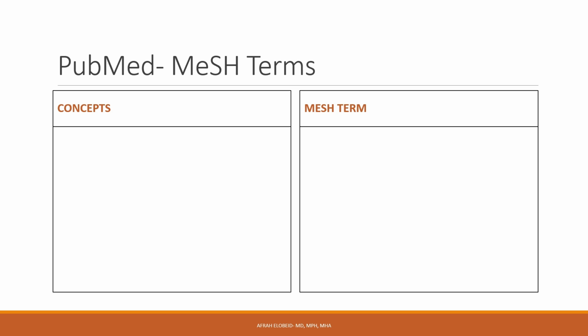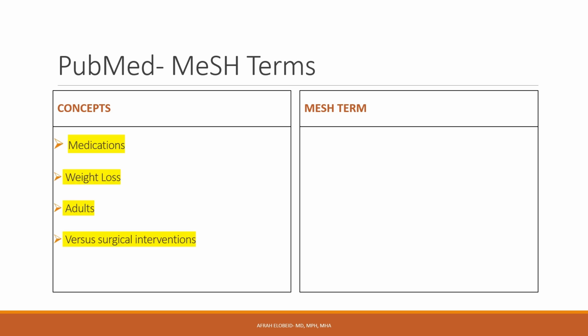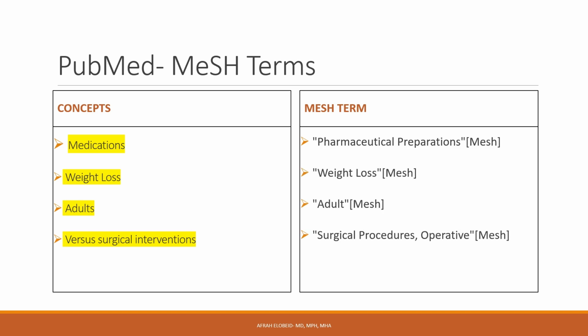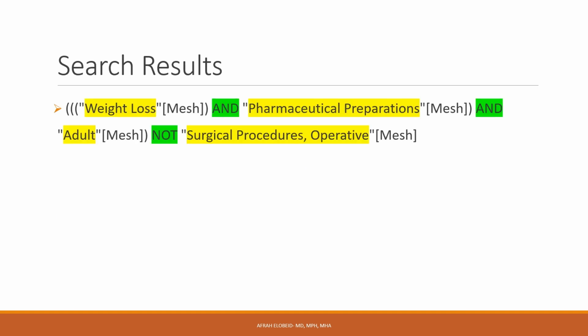All right. So as a conclusion of what we have done, we determined the concepts: the medications, weight loss, adults versus surgical interventions. We found the MeSH terms for each of them, and we transferred all of that to the search box. And the search result for weight loss and pharmaceutical preparations and adult, not surgical procedures, led us to what we had in the previous slide. So as we said, an important part of our search is to save our results so that they will be handy for our use. And that's it, basically.